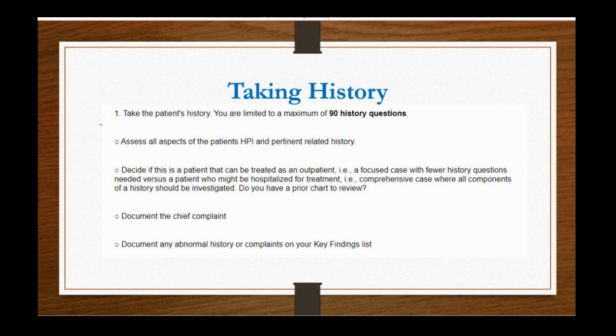In summary, taking history of the history section of the iHuman involves 4 activities. 1. Asking the patient questions about their health history. 2. Filling in the EHR. 3. Document any abnormal history or complaints in your key findings. And the last one, documenting the chief complaint on a chart under the HX or history notes section.